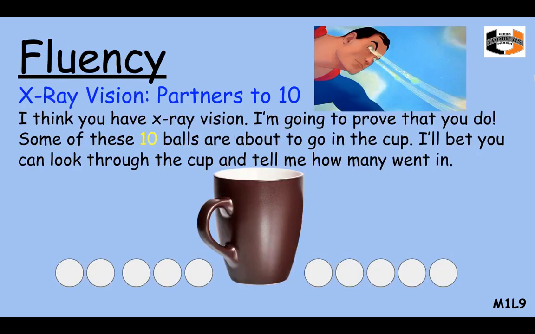Here is the second part of our fluency exercise. It's called X-ray vision, partners to 10. I think you have X-ray vision. I'm going to prove that you do. Some of these 10 balls are about to go in the cup. I'll bet you can look through the cup and tell me how many went in.